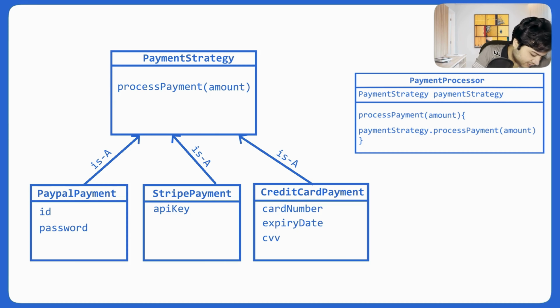So this will call this one. And since everyone has implemented it in their own ways, that payment strategy process payment would be called. If you see this class diagram now, this is decoupled.